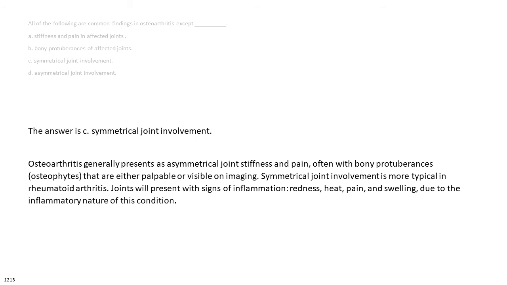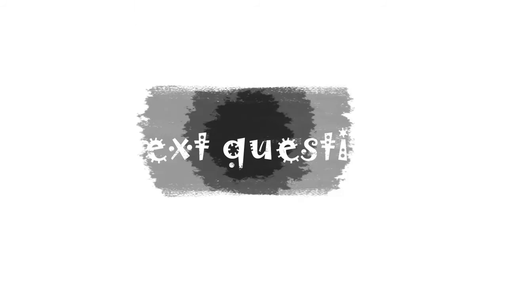The answer is C. Symmetrical joint involvement. Osteoarthritis generally presents as asymmetrical joint stiffness and pain, often with bony protuberances, osteophytes, that are either palpable or visible on imaging. Symmetrical joint involvement is more typical in rheumatoid arthritis. Joints will present with signs of inflammation: redness, heat, pain, and swelling, due to the inflammatory nature of this condition.